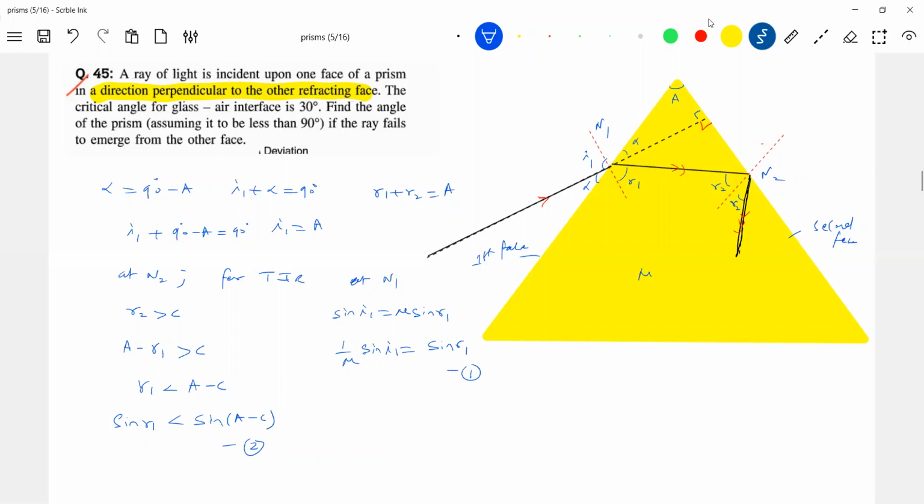Sin R1, what we can write it as, or say, what is 1 by mu? 1 by mu should be sin C, the critical angle, or sine R2. Where C is equal to R2, okay, R2 greater than C, no? Now, just the critical angle, R2 will be greater than or equal to it. What is that particular value? It is 30 degrees. The critical angle for the glass-air interface is 30 degrees. So with that, shall we bring the value of mu directly?